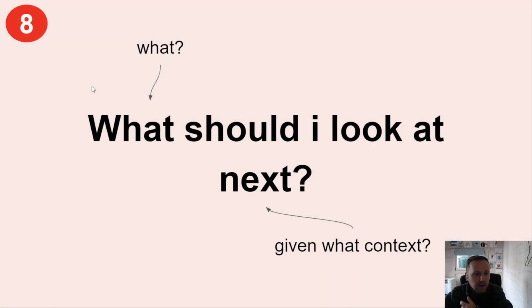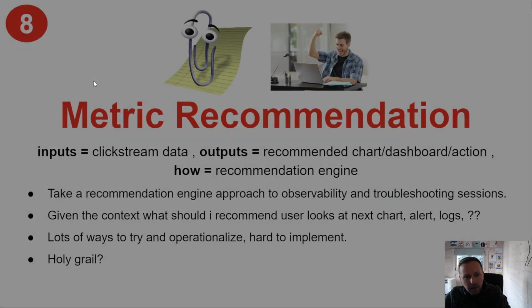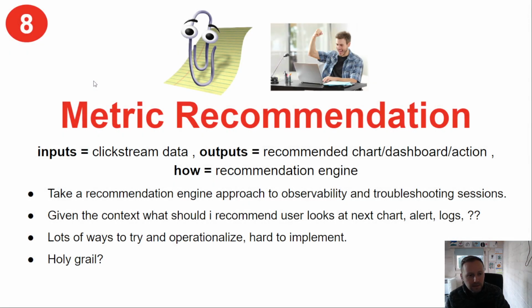The next one is one of the holy grails, I think, which is a recommendation engine. That's why this probably has the least information here. This is basically, what should I look at next? So we're in our dashboard, we've looked at one or two things, we've clicked on one or two things. There should be a little box in the corner that says, here's what you should look at next.